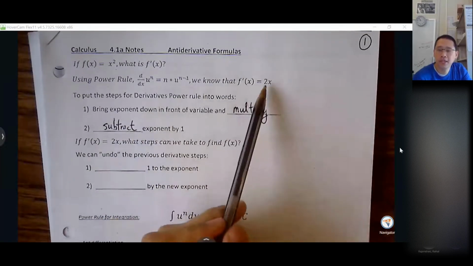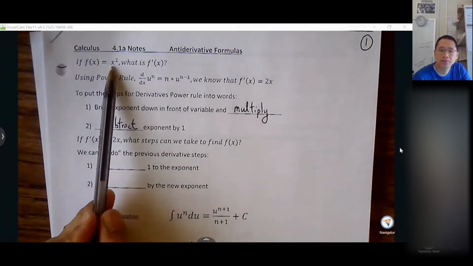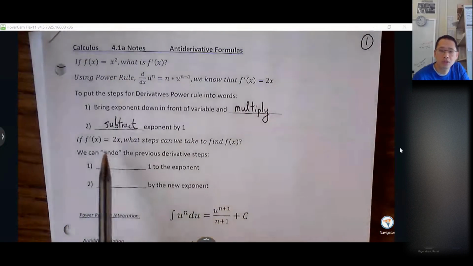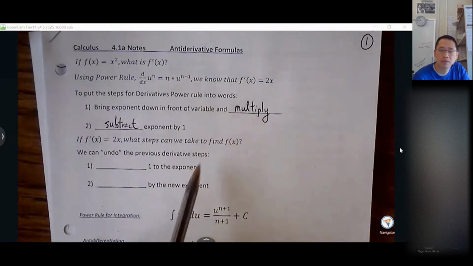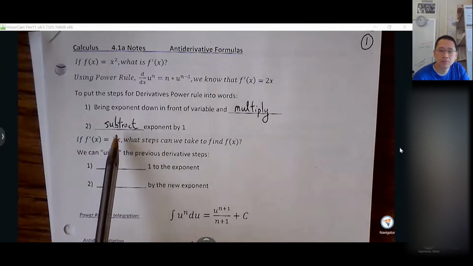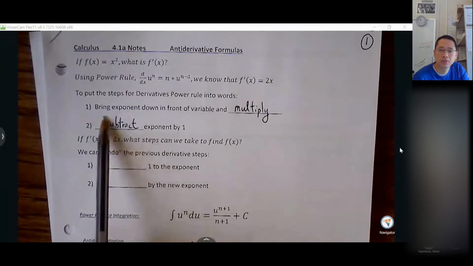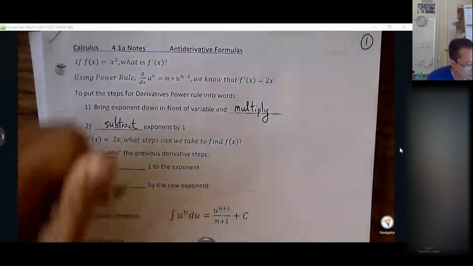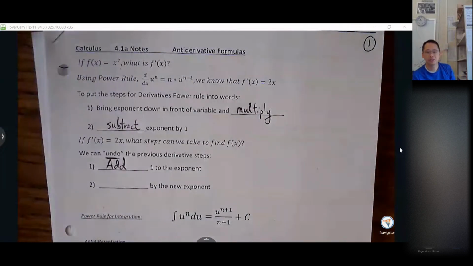Now let's say we're sitting at 2x as the derivative, but let's say we want to make our way back up to x squared. All right, what operation will we have to do if we wanted to undo these previous operations? Instead of subtracting, we're going to do what? Add, right? Adding is the inverse procedure of subtraction.